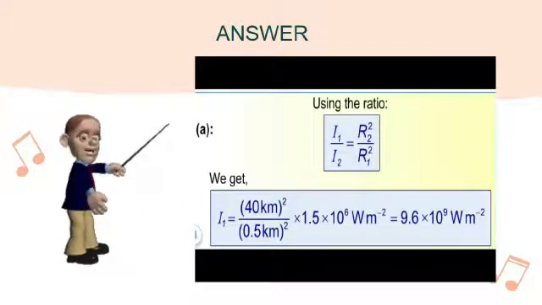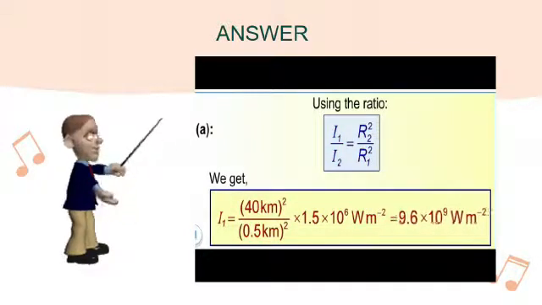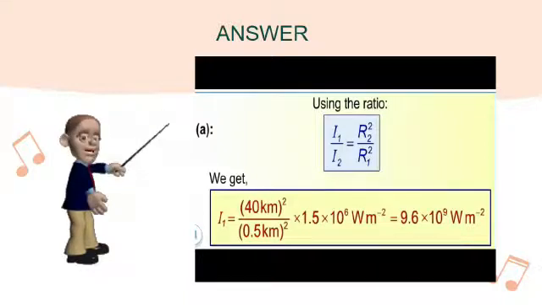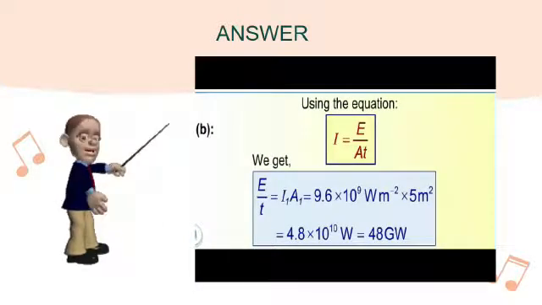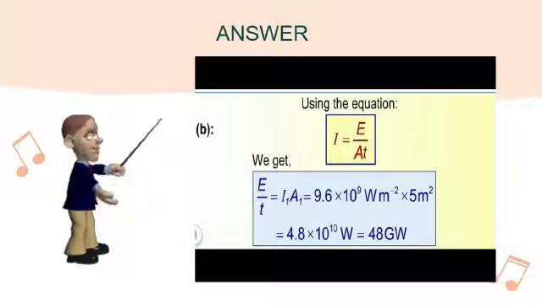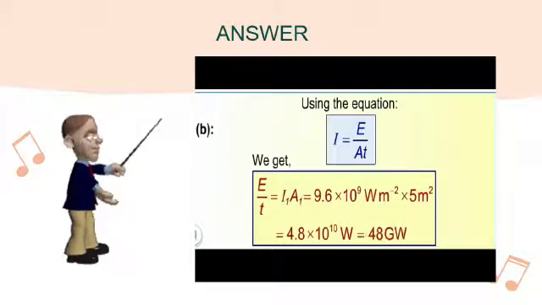The answer will be explained by Mr. Zack again. Let's check our answers. Using the inverse square law, we can easily calculate that the intensity equals 9.6 times 10 to the power 9 watts per square meter. The energy rate, E per T, can be calculated on the basis of the relation between intensity, energy, area and time. Thus, the rate at which energy passes through an area of 5 square meters equals 48 gigawatts.